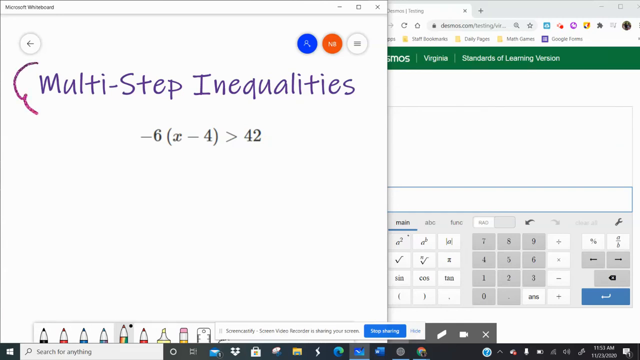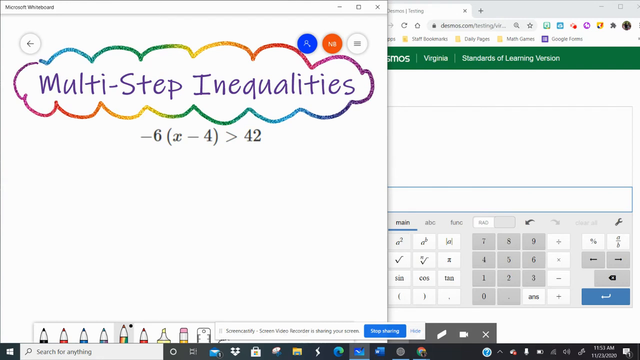Hello, beautiful people. We're going to talk about multi-step inequalities today. And I'm sure you figured it out by now. We solve or find the solution set for an inequality the same way you find the answer to a multi-step equation. We're going to follow the same steps.